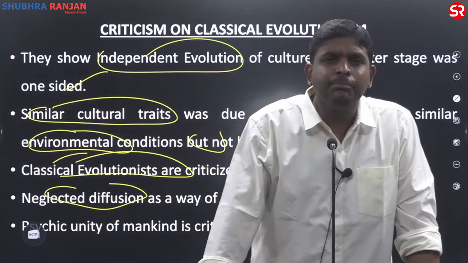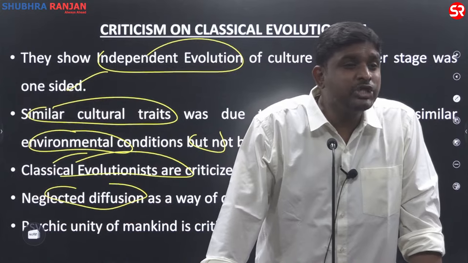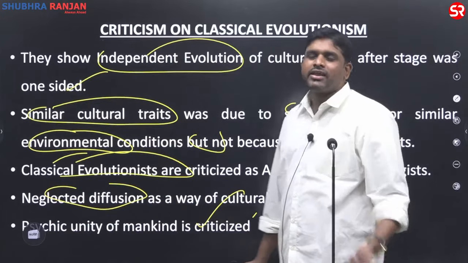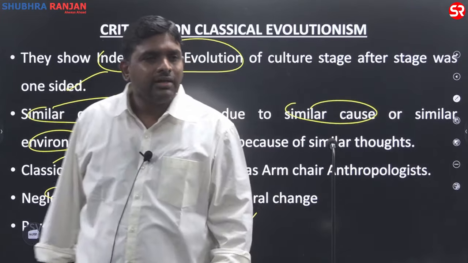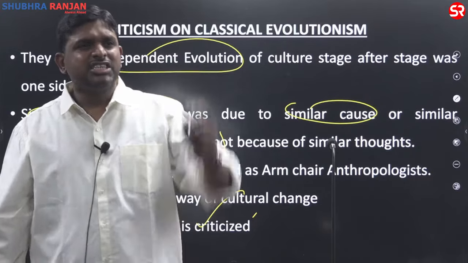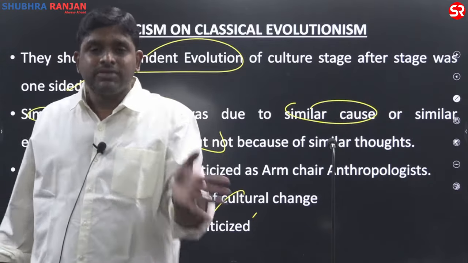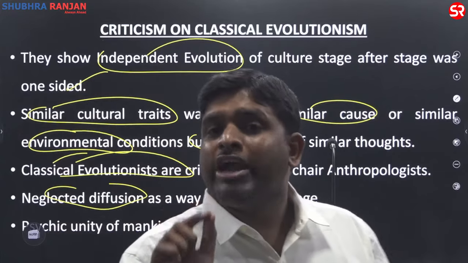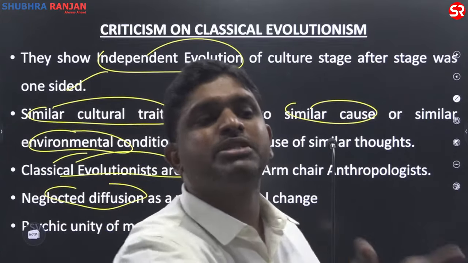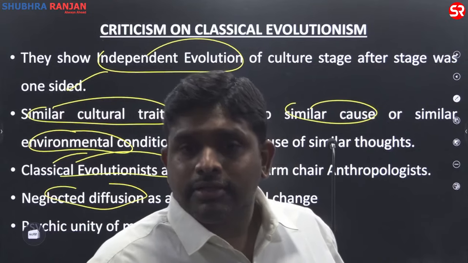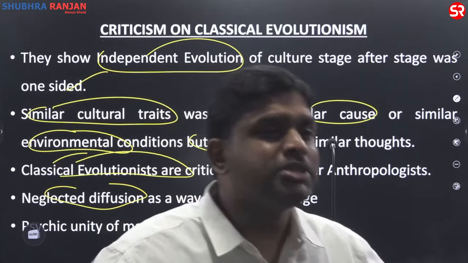But they didn't discuss diffusion. Diffusion can also be an important cause for cultural evolution, but they did not talk about diffusion. Psychic unity of mankind: why would two people think the same way, it's impossible. How will two people in two different geographies think 100% similarly? It is just a general statement. Hence the concept of psychic unity of mankind itself is questionable. It should be 100% true, then only we will call it a theory. But if even 0.1% is unsatisfactory, it is subject to criticism.